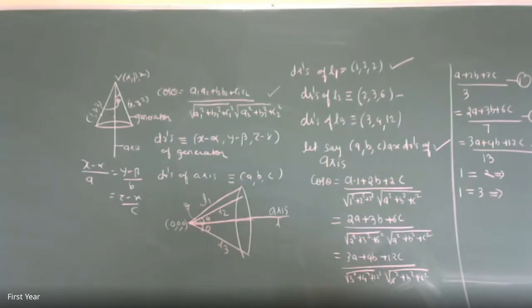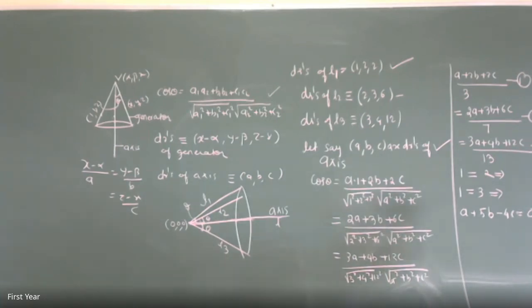So if I compare 1 with 2, what will I get? 7A minus 6A is A. Tell me the equations quickly. Then 14 minus 9, so it is 5B. And 14 minus 18, so minus 4C is equal to 0. This is one equation.